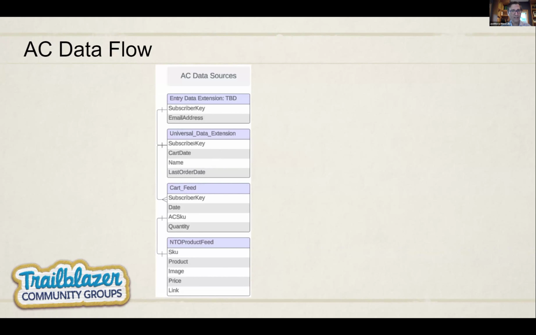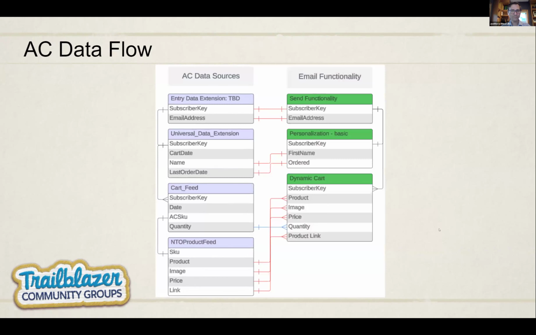That subscriber key that's connected to the data extension also connects to this cart feed, which is a row by row detail of every cart that's abandoned by that subscriber. And then that SKU number or the product is linked to this other data extension, this product feed, which is going to provide the product, the image, the price, and a link on the website.